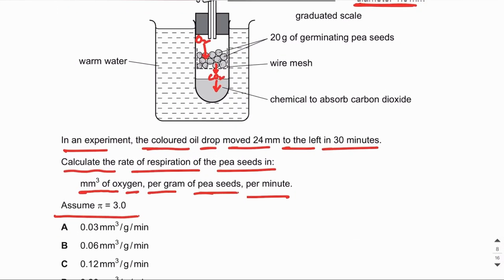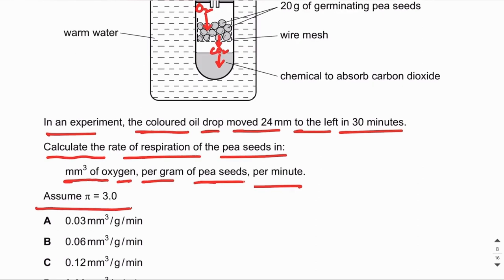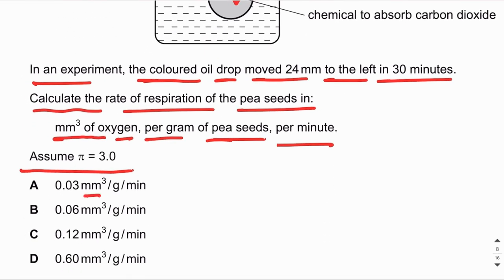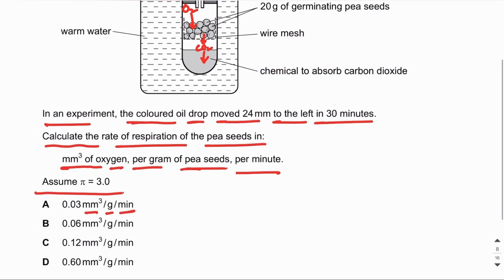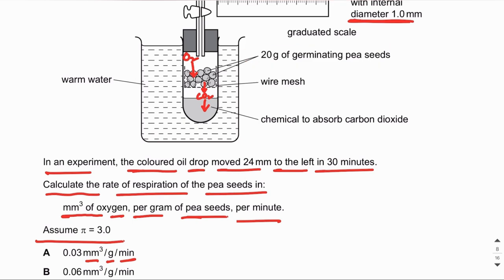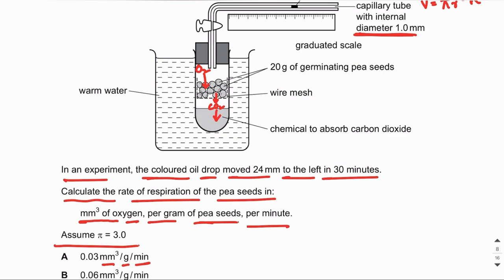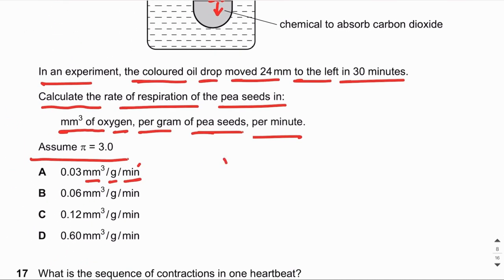We have to not just find the volume, we have to find the rate of respiration, and we have to find that in millimeter cube per gram per minute. That means we first need to find the volume in millimeter cube, then we need to divide it by 20 grams to find the volume per gram, and then we need to divide it by 30 minutes to get the rate per minute. So first we will find out the volume. Volume is pi r square h, and we need to assume that pi is 3.0.